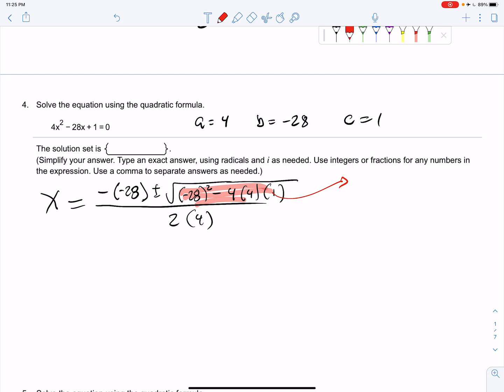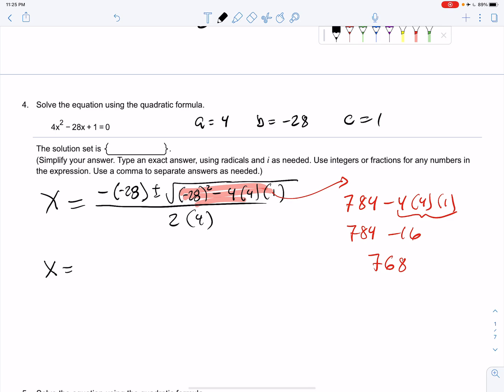What is negative 28 squared? I don't know, I got to look that up. Negative 28 squared is a big number, 784. Minus 4 times 4 times 1. So 4 times 4 times 1 is 16, or minus 16. And 784 minus 16 is 768.